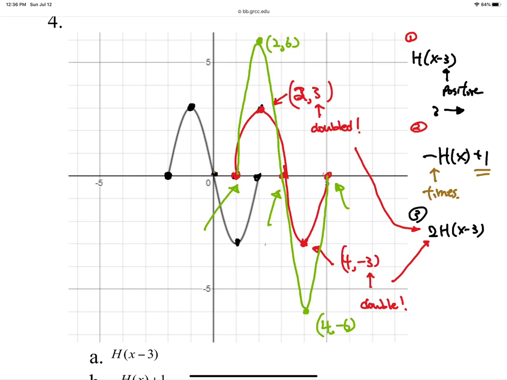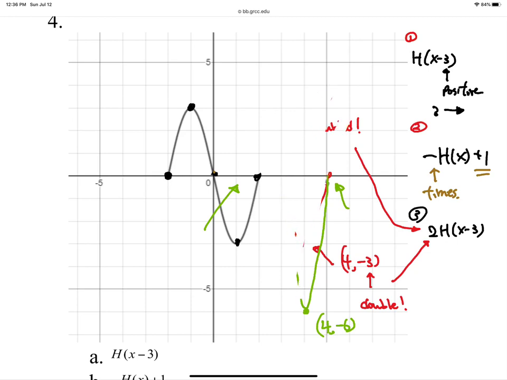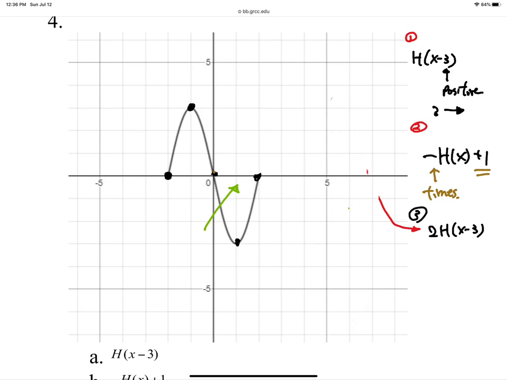Part D, last one. Now I've got a lot to erase, so sorry. Just give me a little bit of time. Clean out the board, just like in class. Alright, what do we got?